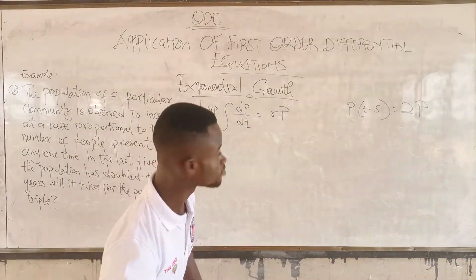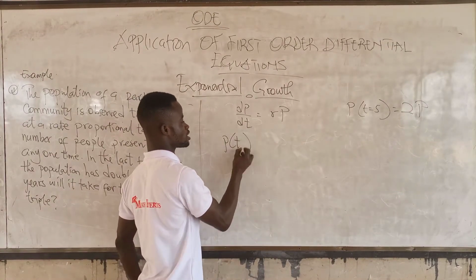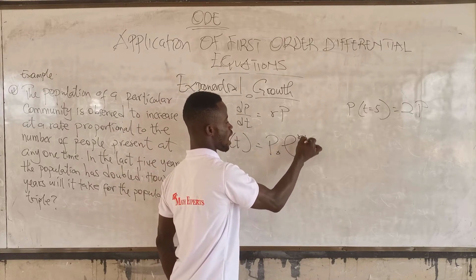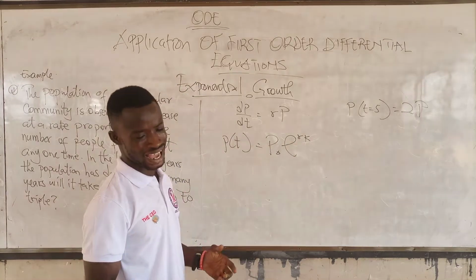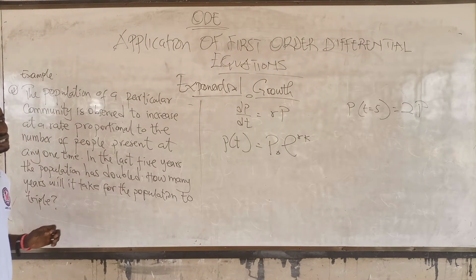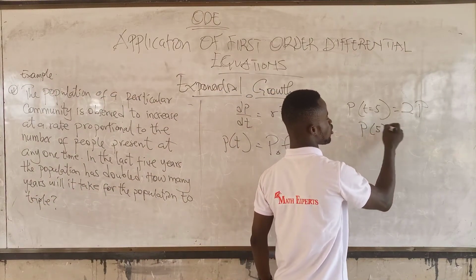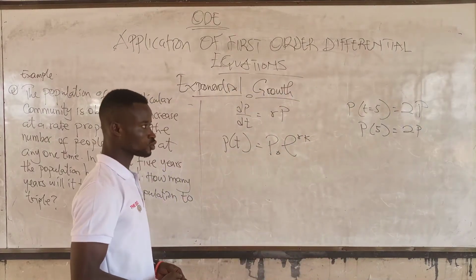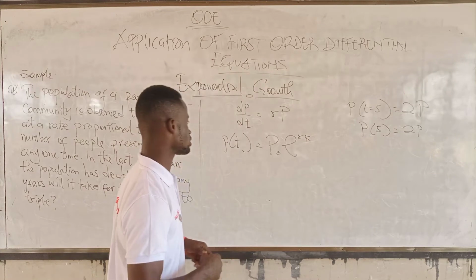Now, let me write this here. You forget about the IVP for now. Now, the P of t here, when you do it, it's going to give us P naught e raised to the power Rp t. Yeah, P naught e raised to the power Rp t. Very good. Now, the question is saying that in the last 5 years, the population has doubled. And that is what we have here, that is at P of 5, the population is doubled. Very good. So for you to state the IVP, you can bring this and this. No problem.